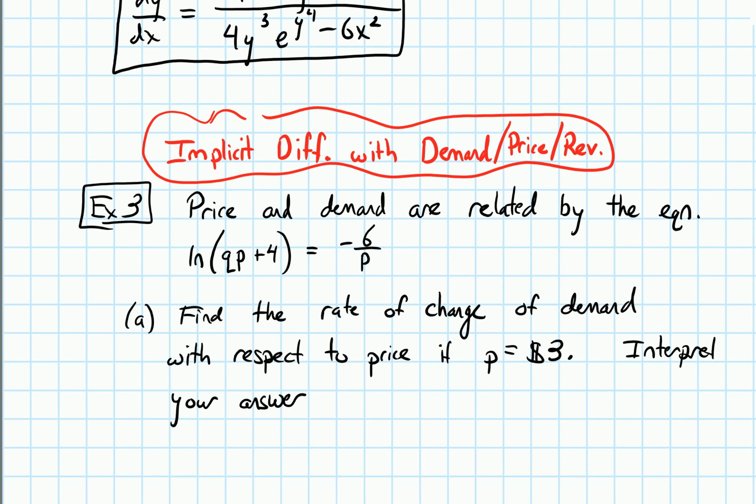In this video, we will do an implicit differentiation example involving demand, price, and revenue. So we're going to apply implicit differentiation to a demand, price, revenue type problem. The question says price and demand are related by the equation ln of qp plus 4 equals negative 6 over p. Okay, so this is an implicit formula because I don't have one of the variables isolated in terms of the other one. So part A asks to find the rate of change of demand with respect to price if the price is $3, and interpret your answer.